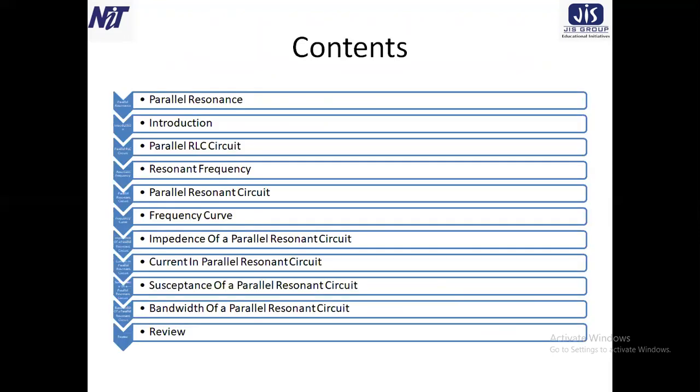Okay, so here is the content of today's lecture: parallel resonance introduction, then parallel RLC circuit, resonance frequency, parallel resonance circuit, frequency curve, impedance of a parallel resonance circuit, then current in parallel resonant circuit, then susceptance of a parallel resonance circuit, the bandwidth of parallel resonance circuit, and finally the review part will be there.